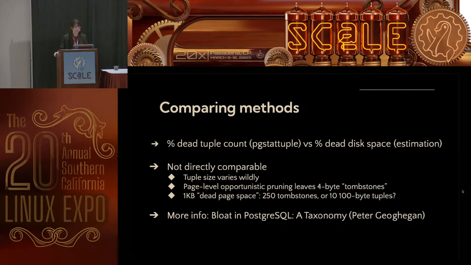For example, if it's leaving a 4-byte tombstone, you might have 1 kilobyte of dead page space, but that could be 250 tombstones or 250 dead tuples, or it could just be 10 100-byte tuples that have not been cleaned up yet. If you want more info on this, a more relevant talk happened earlier, so either watch the recording or you may have been there: Bloat and Postgres, a Taxonomy by Peter Geoghegan.